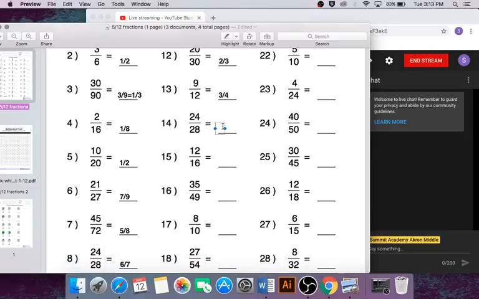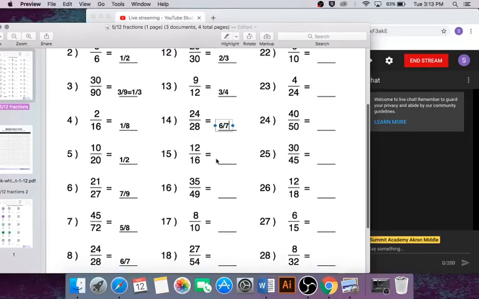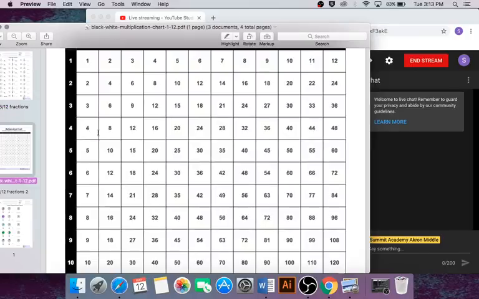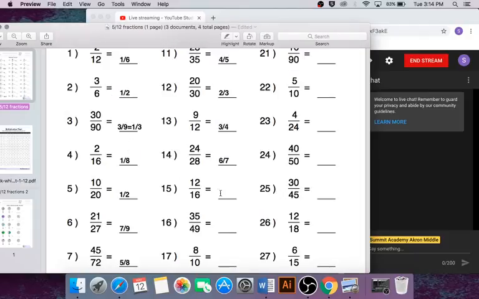We already did 24 over 28. Okay, now we have 12 over 16. So we have to figure out what goes into both 12 and 16. So 2 goes into 12 and 16. 3 goes into 12 but not 16. 4 goes into 12 and 16. So if we use 4, we have 4 times 3 is 12, and 4 times 4 is 16. So our fraction would reduce to 3 over 4, or 3/4.